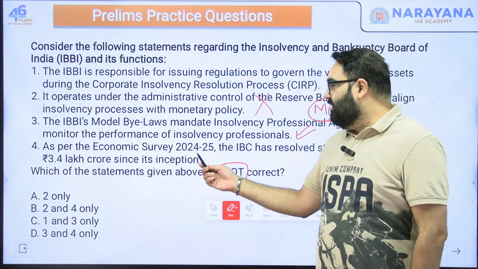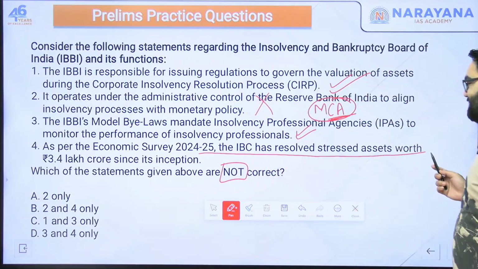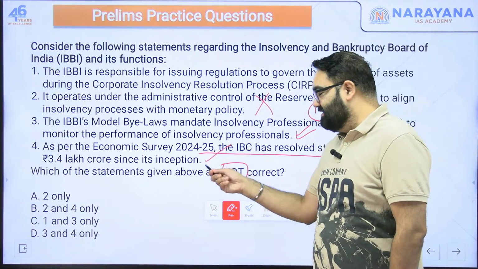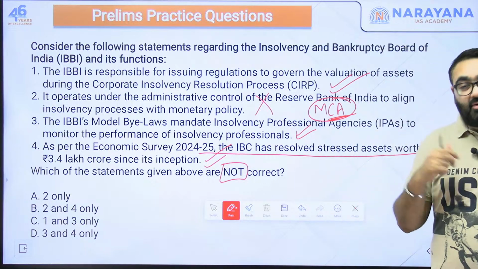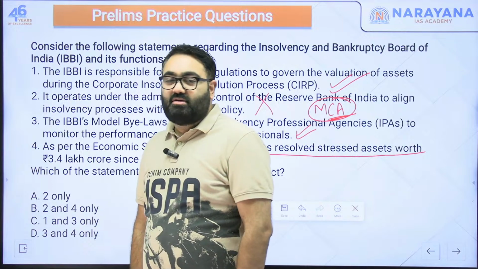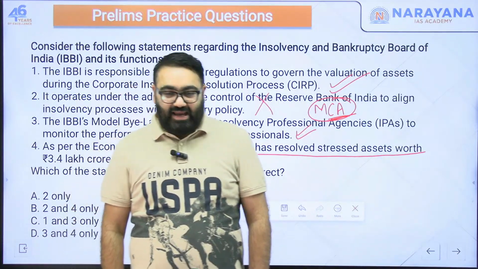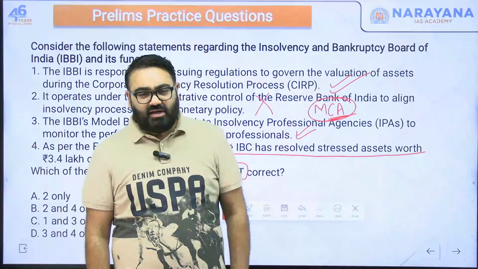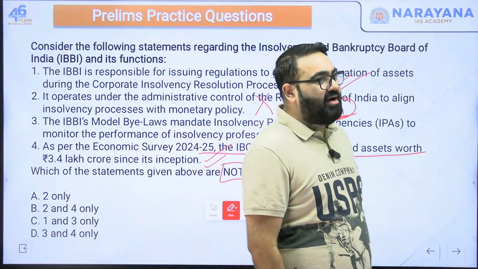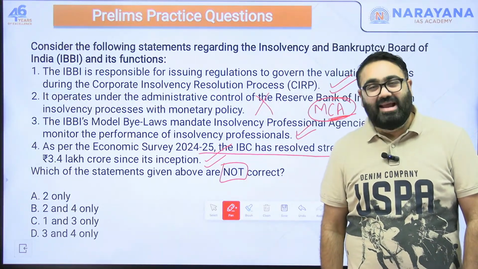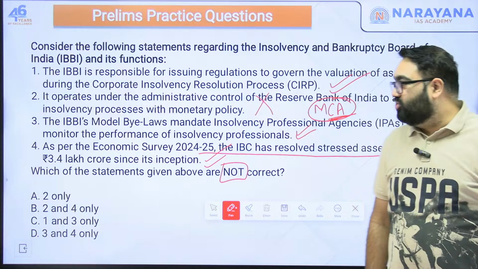As per Economic Survey 24-25, IBC has resolved stressed assets worth 3.4 lakh crores since its inception. That is correct. Again, coming back to the same point, I'm stressing the same thing time and time again, that one of the reasons why NPAs have come down significantly in India, apart from other reasons, is the Insolvency and Bankruptcy Code. Without this, we would not have seen such a sharp decline in the NPAs in India. So that is also correct.